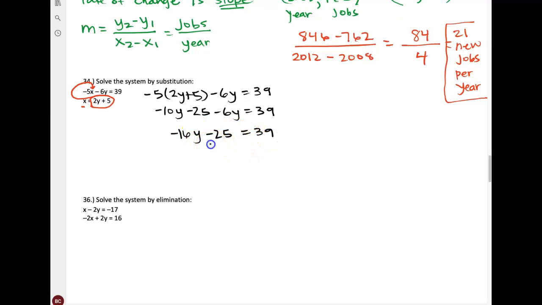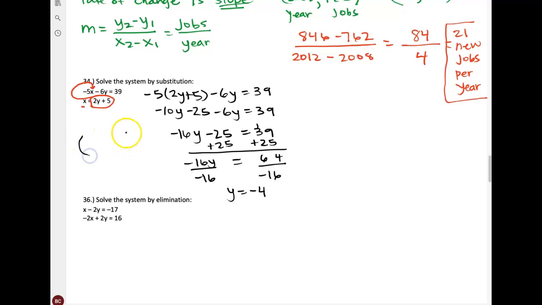Right, and now I need to add the 25 over. So here, I add that. I get 64. And now I need to divide by negative 16. So y equals negative 4. Right? But I'm not done there.